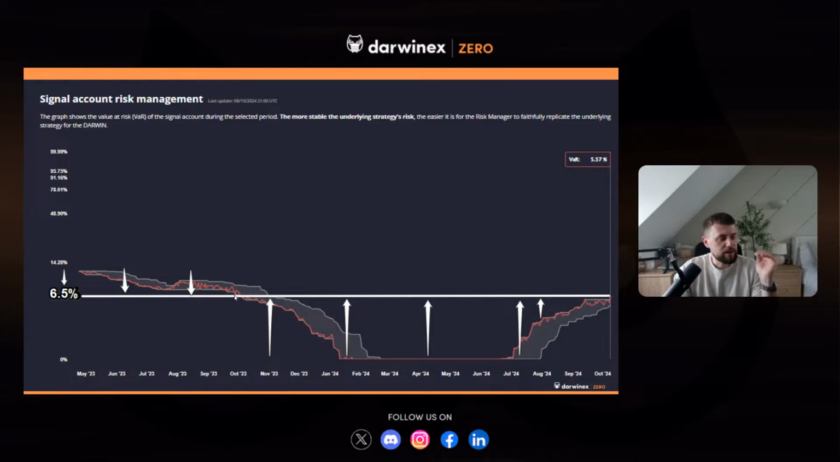Now, when this trader's VAR crosses 6.5% to the downside, you can see the arrows change. And what the risk engine is going to be doing then is scaling the trader's risk up at Darwin level. So as we fall down, the lower the VAR goes, the higher the risk multiplier goes, and the bigger increase in risk size on the Darwin level.